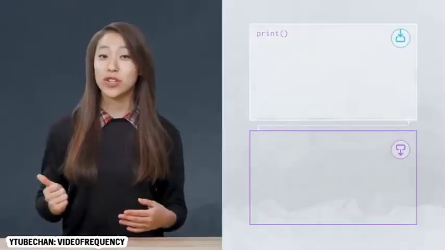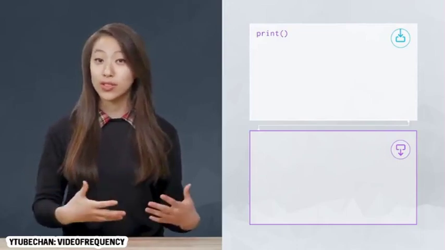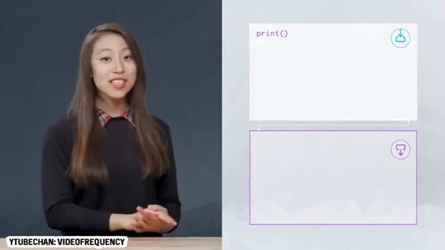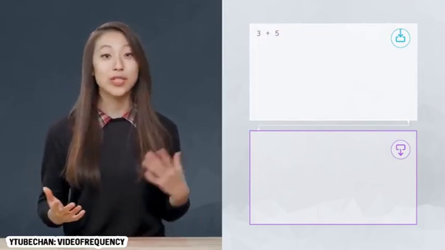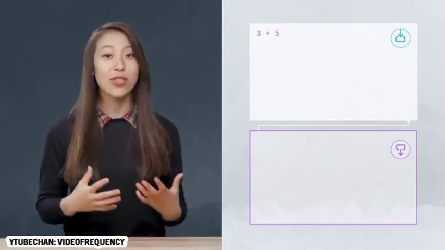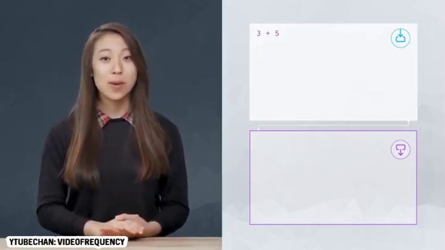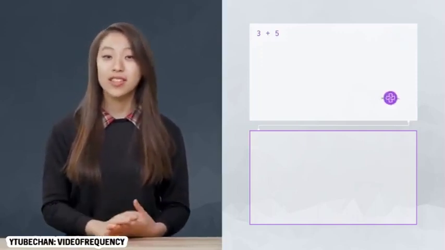You'll be seeing this print function pretty often. It helps us see what's going on in our code. For example, let's say you wanted to compute 3 plus 5. If we ran this line of code, Python would still add 3 and 5, but we wouldn't see the result because we didn't tell Python to do anything with it.